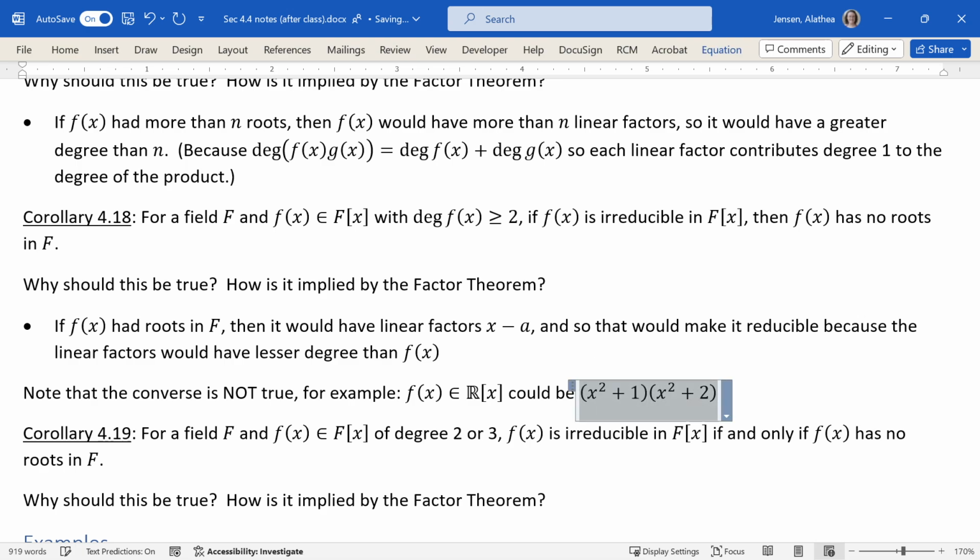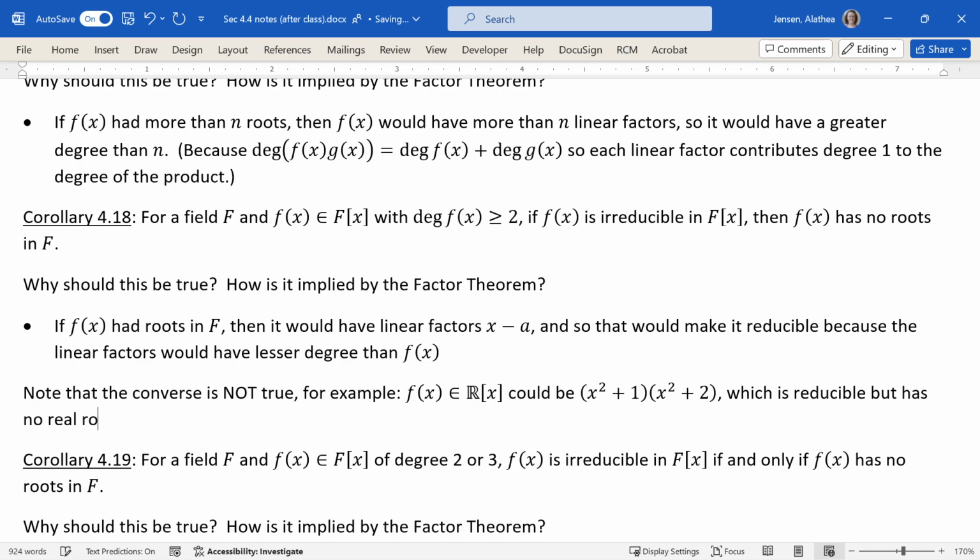So that's obviously not irreducible. It's reducible because I can factor it. It's factored right there. I factored it. But it doesn't have any roots in the real numbers because all of its roots are complex numbers. Okay, so this is reducible, but has no real roots.